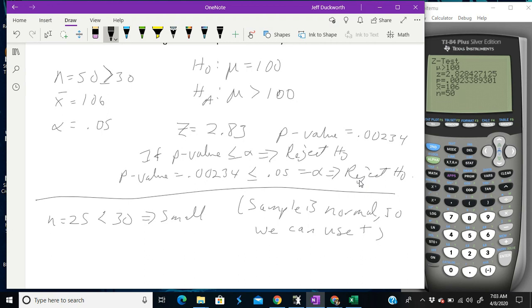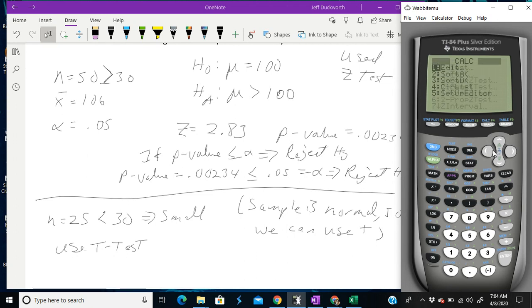Okay, the x bar and the alpha are going to remain the same. We're not going to worry about that. We run the same null and alternative. The only difference is we're going to use the t-test instead of the z-test. So up here, we used z-test. Here, we're going to use the t-test. All right, so we will grab that with the calculator. It is number 2 instead of number 1.